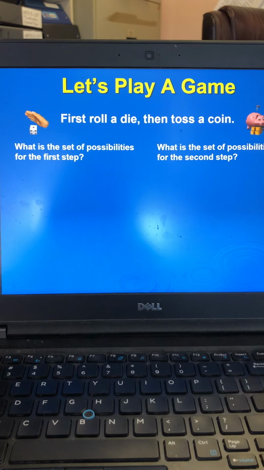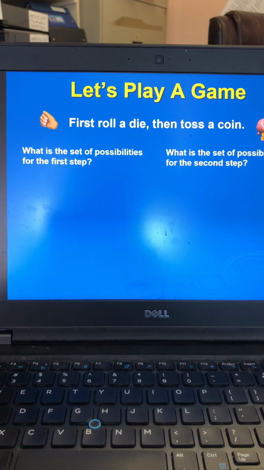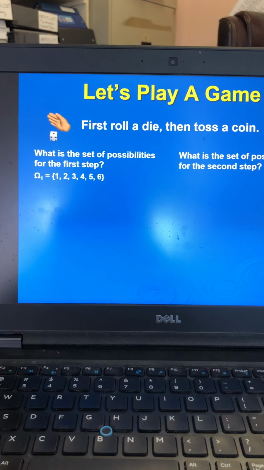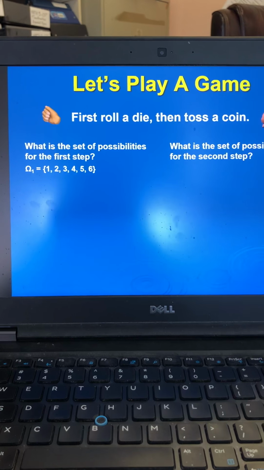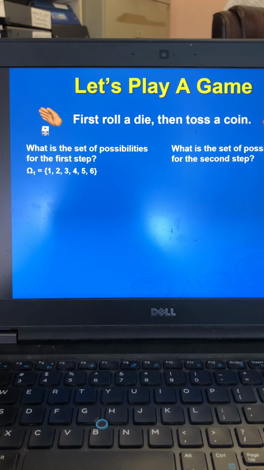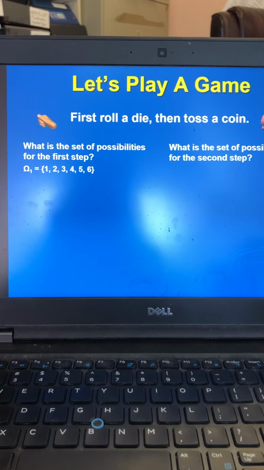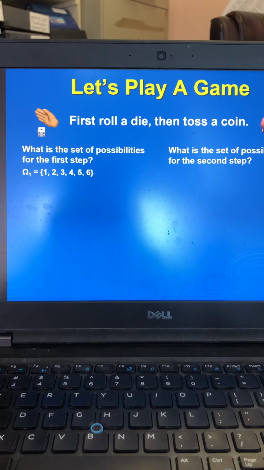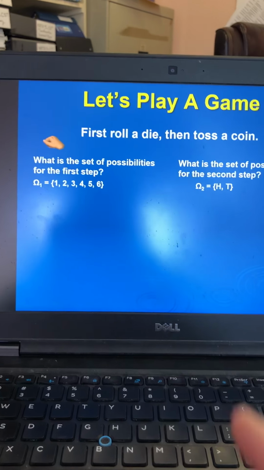Well, when we're rolling a dice, we have 6 sides to our dice. So we have omega equal to 1, 2, 3, 4, 5, and 6 because we have 6 possible outcomes. And then we're going to toss a coin. And when we toss a coin, we know that we have 2 outcomes. We can either have heads or tails. So the notation that I would use would be omega equals H, T, where H is heads and T is tails.